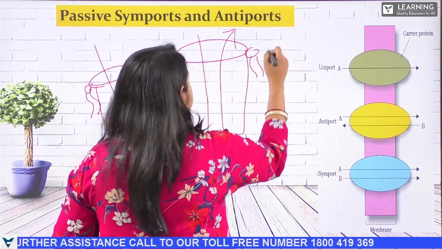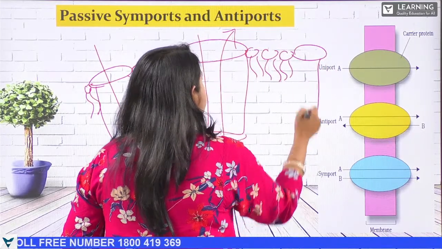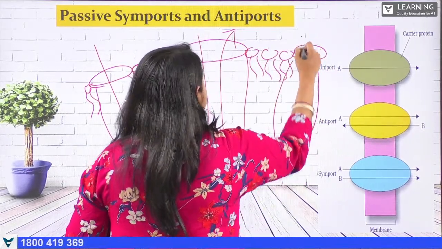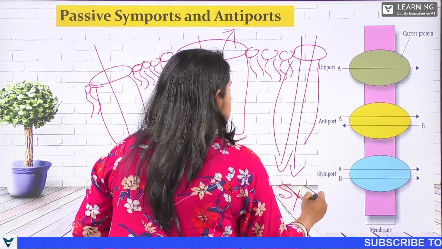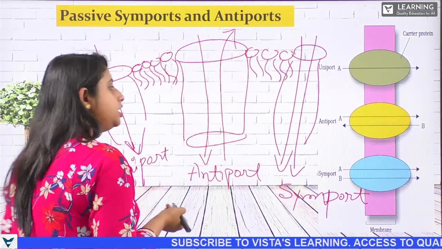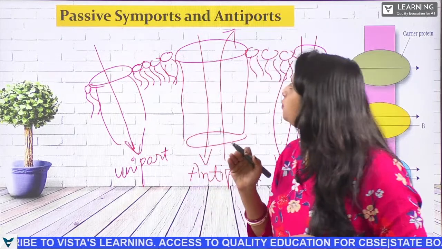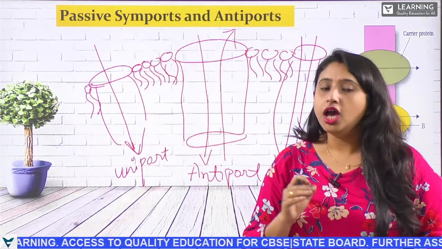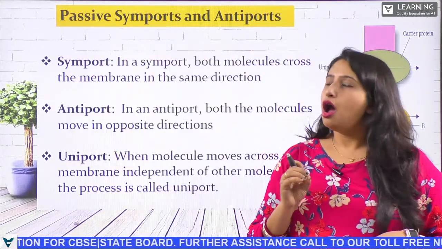Then, if the molecules are transported through the plasma membrane in the same direction, that is symport. Is that clear? So these are passive symport and antiports, the direction of the molecules across the plasma membrane.